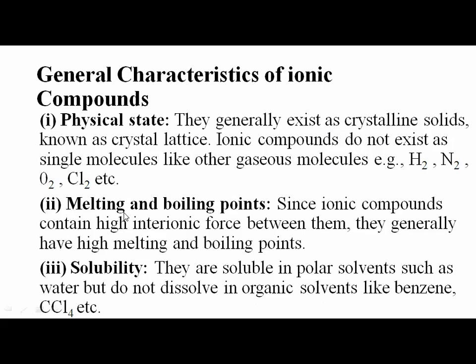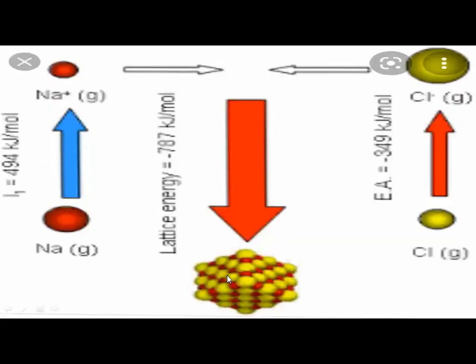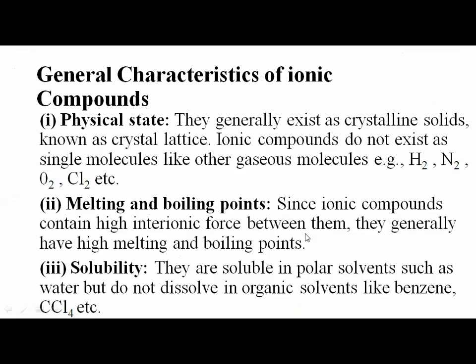Next point, melting points and boiling points. We said they are present as crystalline solids, and the crystal lattice is held by the ions. The ions come together here. So there is a strong electrostatic force of attraction between the positively charged and negatively charged ions to form this crystal lattice. Since there are strong inter-ionic forces of attraction, to break that force of attraction we need to put in more energy. Therefore, we say they generally have high melting and boiling points.